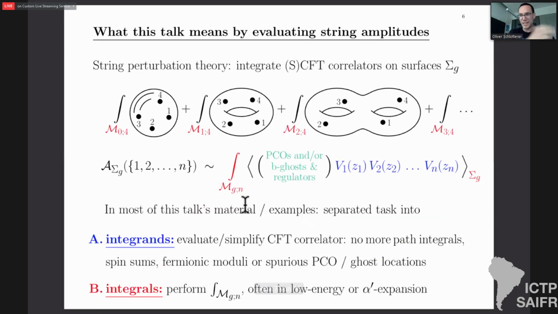Okay, and yeah, from this cartoon of how a string amplitude is computed, the structure of my talk is as follows. I'll spend the first half talking about new results for the integrands, how far you can simplify these correlators with vertex operators and more stuff. And then in the second half of the talk, I will look at the task of doing the moduli space integral. To be honest, I'm integrating more over the punctures than the moduli, but that's a different story. And yeah, we'll tell you some news about what has been done in the alpha prime expansion of these configuration space integrals. That's the structure of this talk.